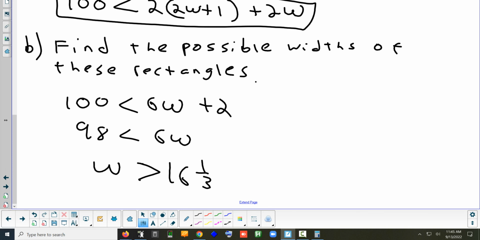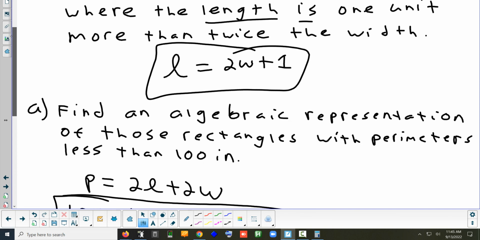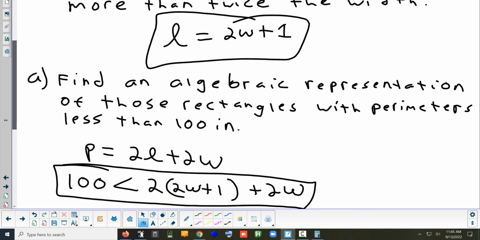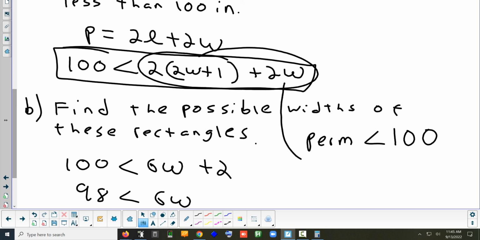If it's not, then you won't get a perimeter. I thought it should be less than. I think it should be the other way, though. I think it should be the perimeter is less than 16 1/3. Find an algebraic representation of the rectangles with a perimeter of less than 100. So you want perimeter less than 100. This is the formula for the perimeter.